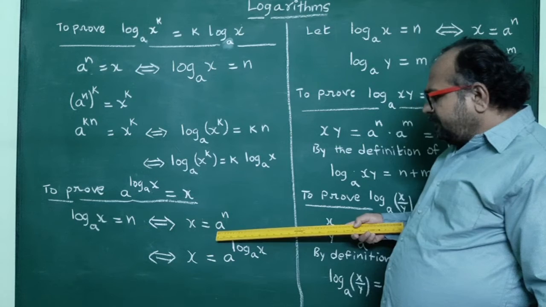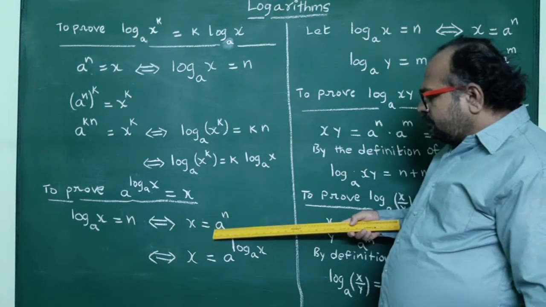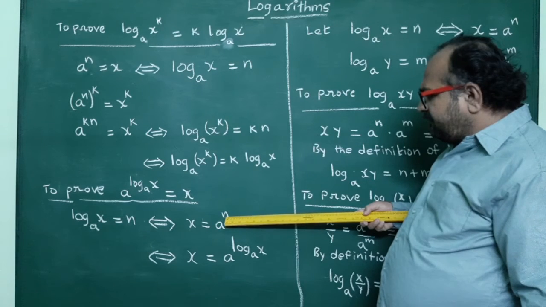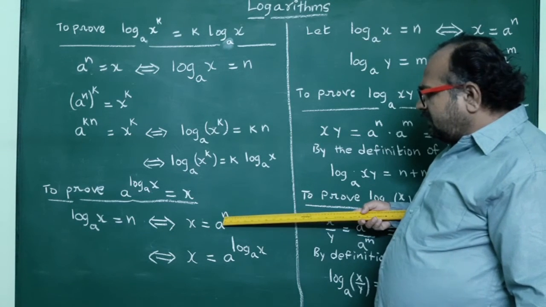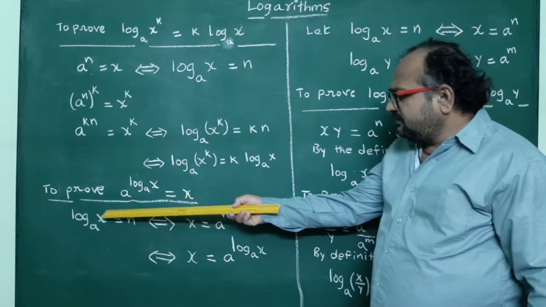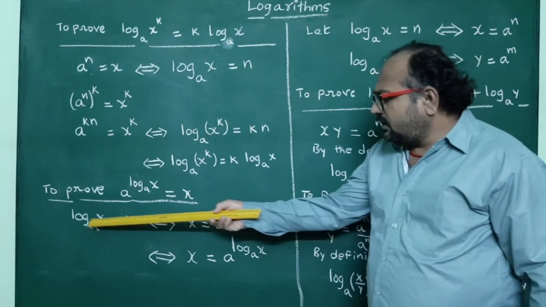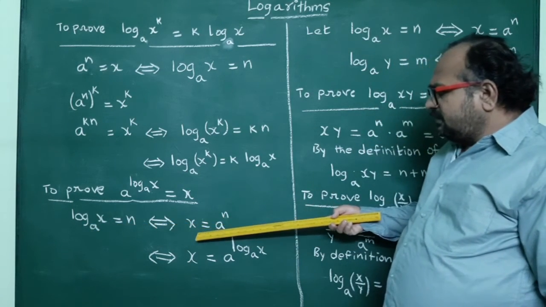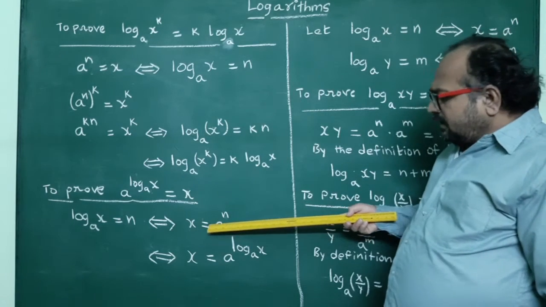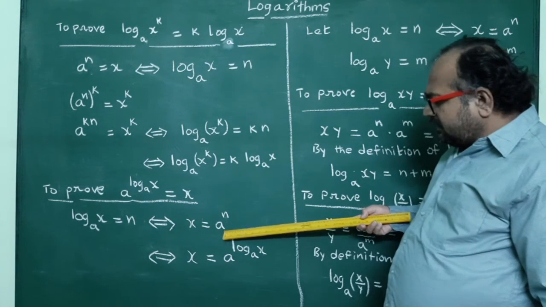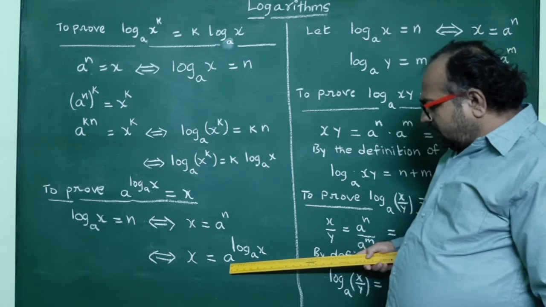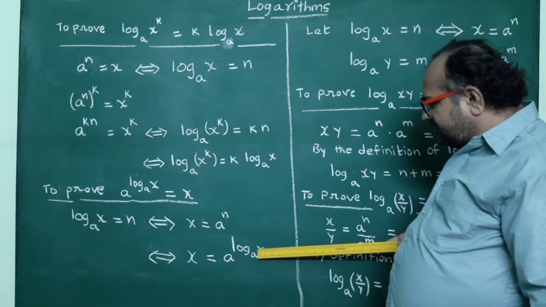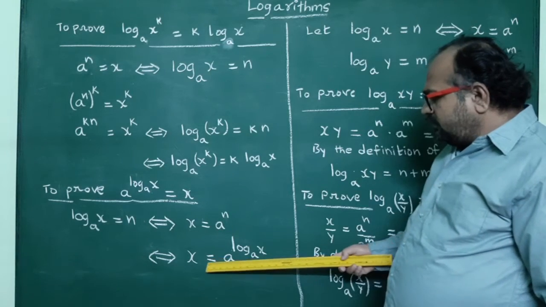In this value, that is x equal to a power n, in place of n, we can write log x to the base a. From this, we can write n equal to log x to the base a. This is by the definition of logarithm. In place of n, we can write log x to the base a. That is how the right hand side becomes a to the power of log x to the base a equal to x.